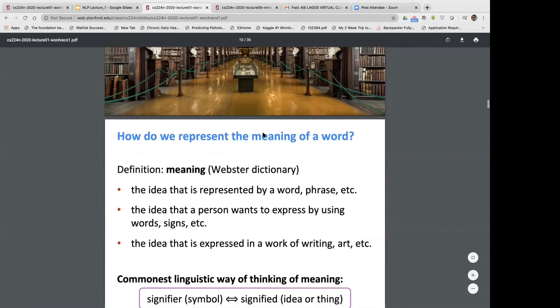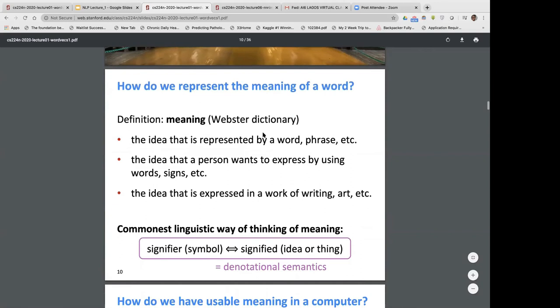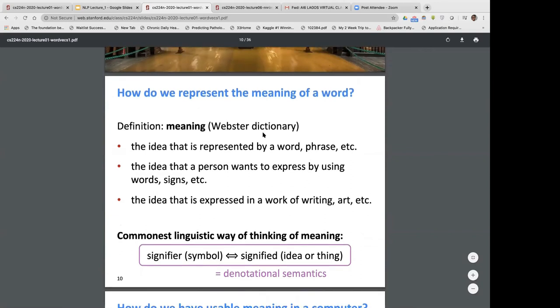So how do you represent the meaning of a word? Say you have your text data, your text file. How do you extract meaning from it? I'm not saying how do you represent a word, but how do you represent the semantic content of the data that you have. The Webster dictionary says, the idea that is represented by a word or phrase, the idea that a person wants to express by using words or signs, the idea that is expressed in a work of writing or art, etc.